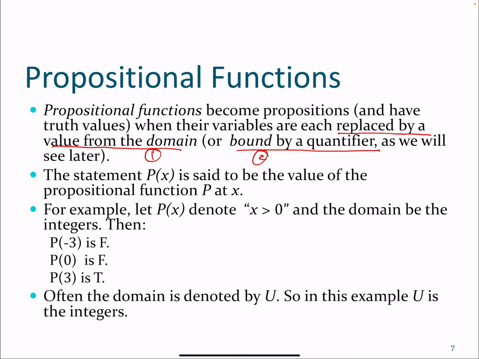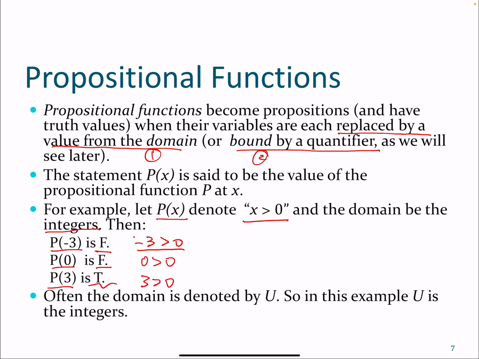For example, let's say P(x) denotes x greater than 0 and the domain is the integers. Then we can easily see that P(-3) is false, because P(-3) actually means -3 greater than 0, which is a proposition and is false. Second, P(0) means 0 greater than 0. It is a proposition, but it's also false. Similarly, P(3) means 3 greater than 0. It is a proposition and is true.